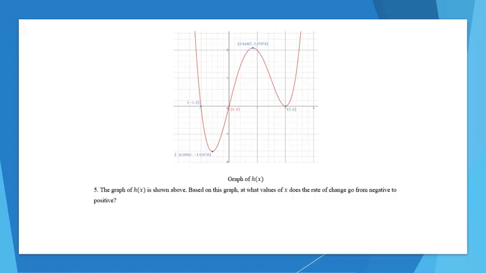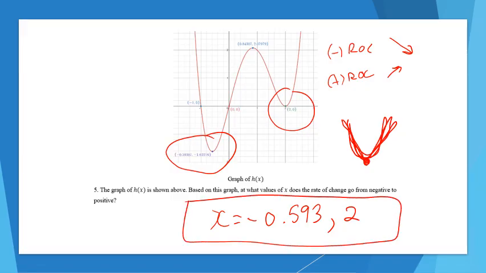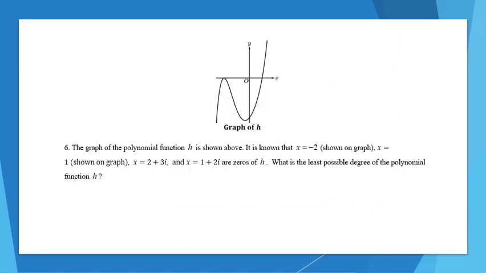So remember, negative rate of change is just a decreasing function because it's a negative slope, and a positive rate of change is just an increasing function. So where does it go from negative to positive? That's going to be at its valleys, right? At its local minimums. So let's take a look here. I see 1 local minimum and 2 local minimums. So these values of x's should be negative 0.593 and x equals 2. And so that should be our answer there, where the rate of change goes from negative to positive.